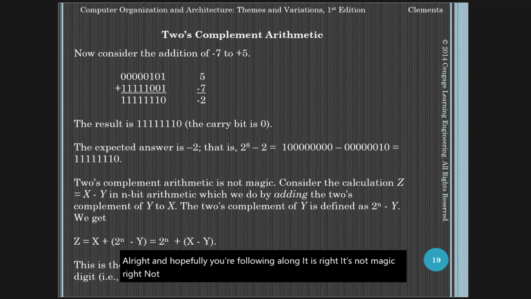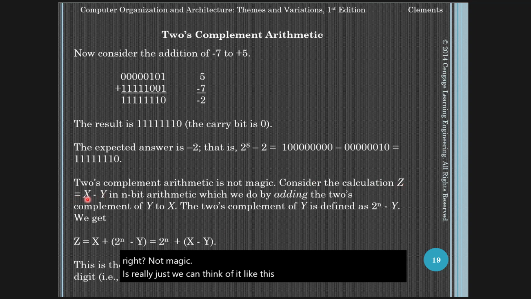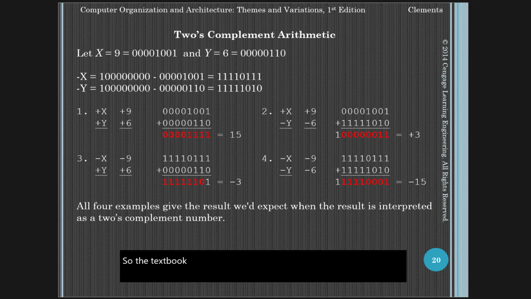2's complement arithmetic is really just, we can think of it like this: z equals x minus y, in our n-bit arithmetic, which we would do by adding the 2's complement of y to x. So the textbook has lots of examples to walk you through so that you can really get a grasp on what we're doing here. And you can take a look at those either on this slide or in the textbook.